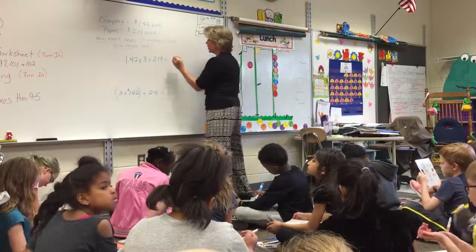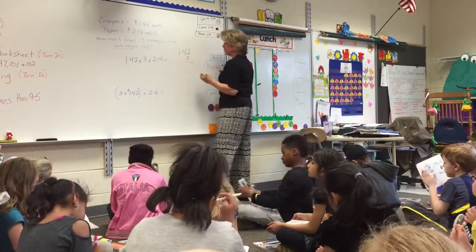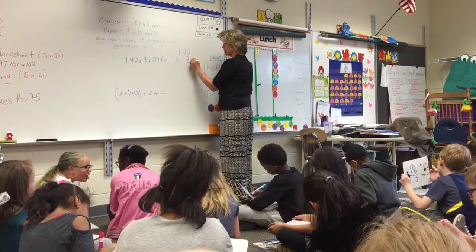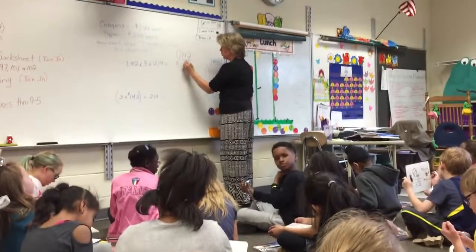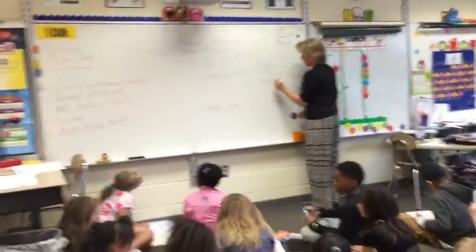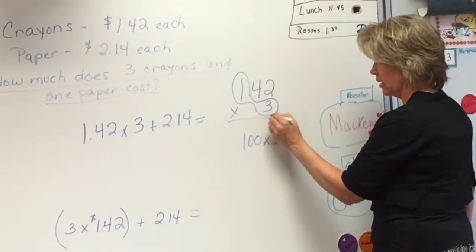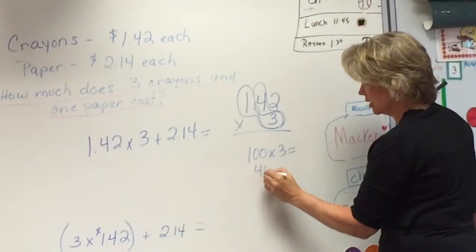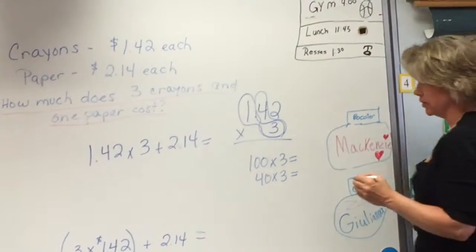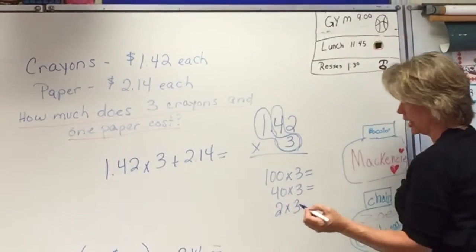All right, so let's do our butterfly method. Ready? All right, so I have $1.42 times 3. What do I do first? Alexis, what do I do first? You multiply 100 times 3. 100 times 3. Excellent. Okay. And Sagi, what do I do second? 40 times 3. 40 times 3. And Dominic, what do I do third? 2 times 3. Excellent.